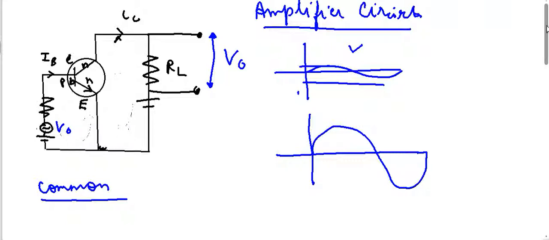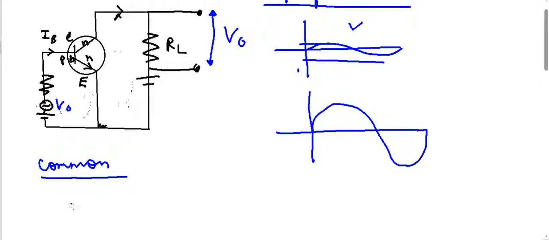From simple Ohm's law, I know that V is equal to Ri. So delta V will be equal to R into delta I, if my resistance is constant. Correct? So now what is delta V? Delta V is this fluctuation in voltage. This is the input voltage, Vi, and this is the amplified output voltage, which I will write as V naught.